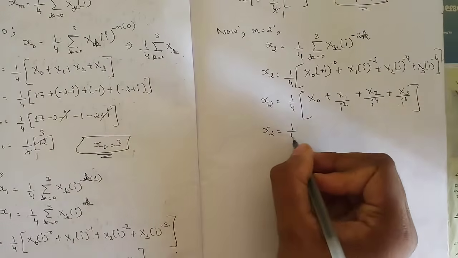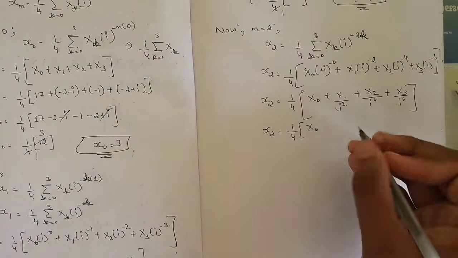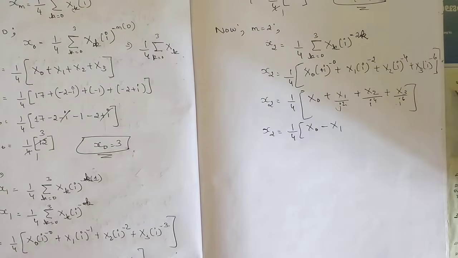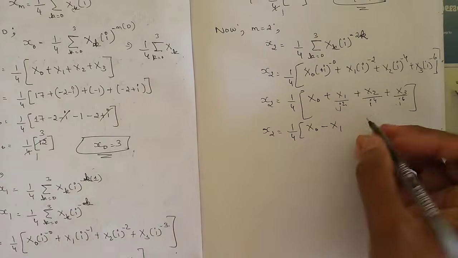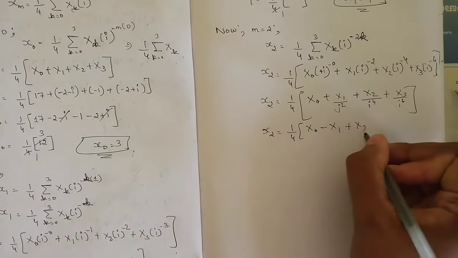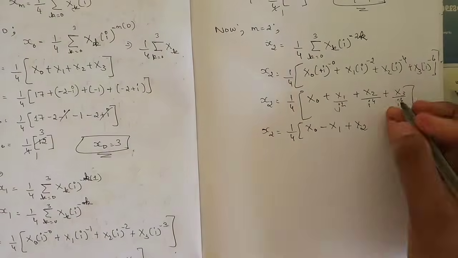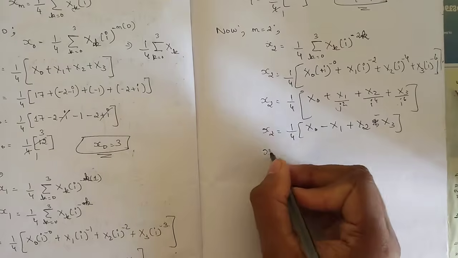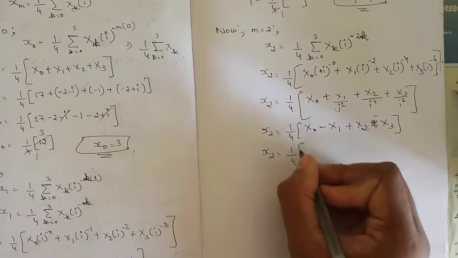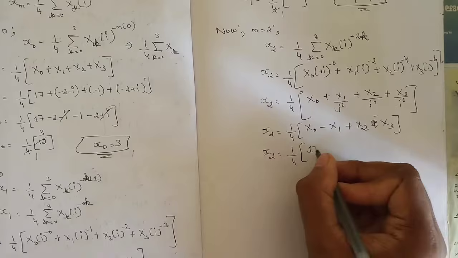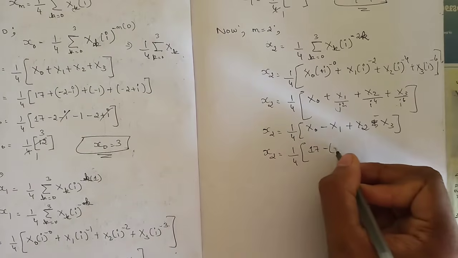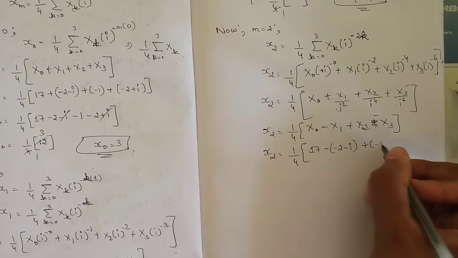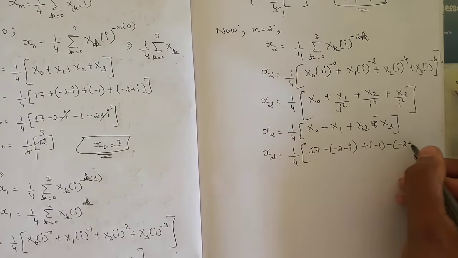x2 is equal to 1 by 4 into x0, i squared is minus 1, so this sign changes to minus, and i to the power 4 is i squared into i squared, that is minus 1 into minus 1, which is again plus 1, so this remains as it is. i to the power 6 is again minus 1, so this would be minus x3. So now again substitute the values for x0, x1, x2 and x3. x0 is 17, minus of minus 2 minus i, plus minus 1, minus of minus 2 plus i.